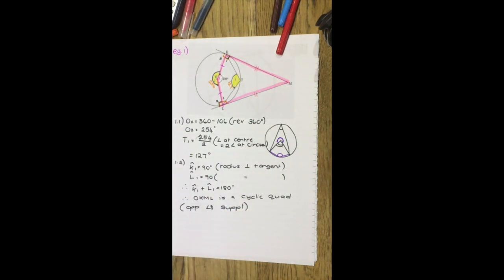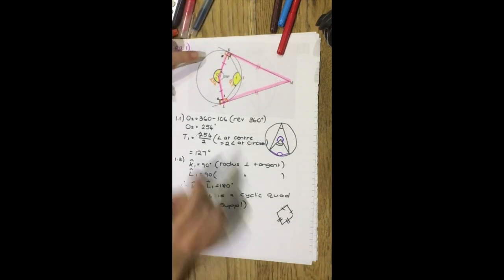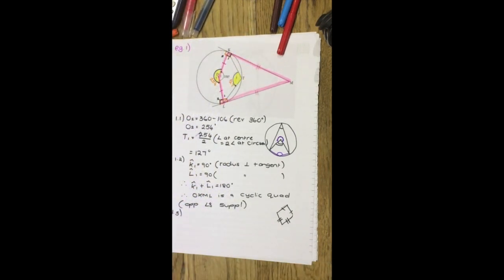Okay, I might run out of space here, so let me just get another page. All right, 1.3 says, prove that OKML is a kite. For something to be a kite, remember a kite looks like this, where the adjacent sides are equal. So if I can take this pink one, KMLO, and prove that these adjacent sides are equal, then I've proven that it's a kite.